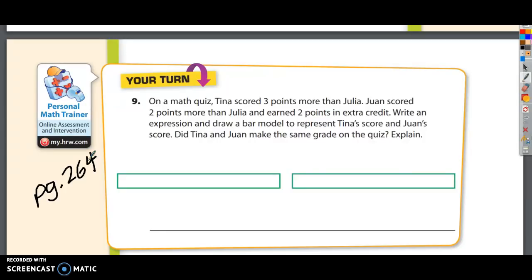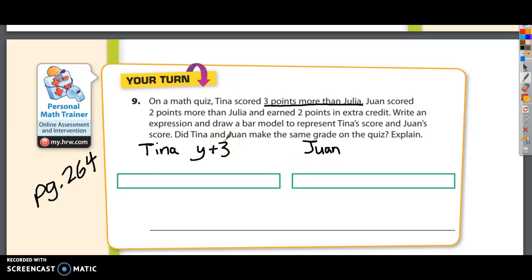Did Tina and Juan make the same grade on the quiz? And explain. So we can put Tina as the first person. We could put Tina on the left. And then Juan is the second person. And there's a third person here named Julia, and they're both being compared to Julia, but we're not trying to figure out Julia's score. All we know about Tina's score is that she scored 3 points more than Julia. So that's going to be whatever the score is. I'm going to just call it y, and then you add 3. 3 points more than Julia means add 3 to y.